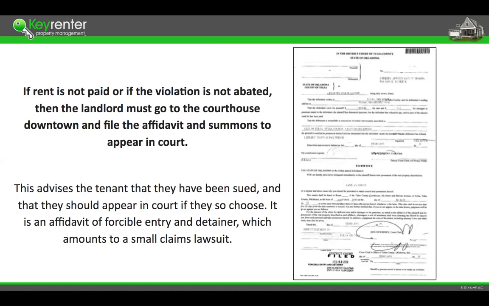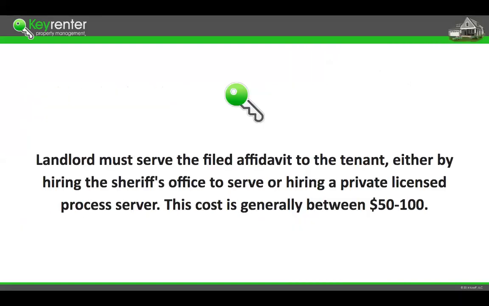But it also is a summons, a legal summons for the tenant to appear in court at a specific time and date. So it advises them that they've been sued and that they should appear in court should they choose to do so. The affidavit of the forcible entry and detainer is the part that is the notice that they're being pulled to the small claims court.